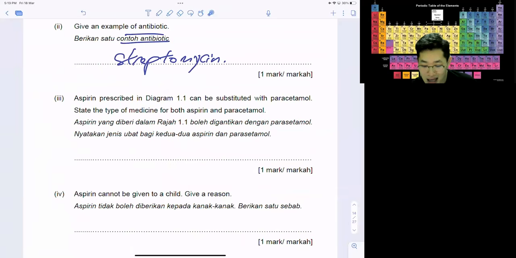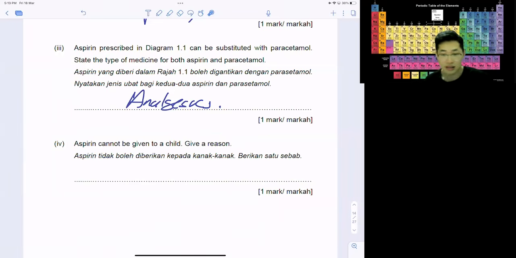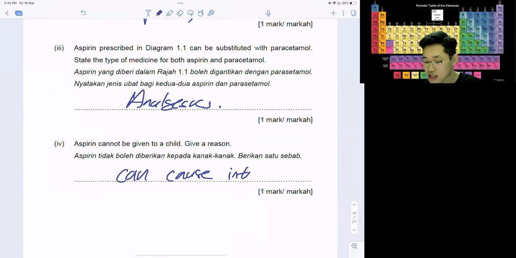Aspirin: the type of medicine for aspirin and paracetamol is analgesic. Aspirin cannot be given to children. Give a reason. Yes, you have to tell me the side effect. Why cannot be given to children? It is acidic and it can cause internal bleeding. Stomach ulcer also can. Okay.